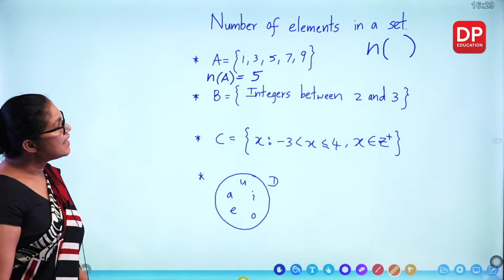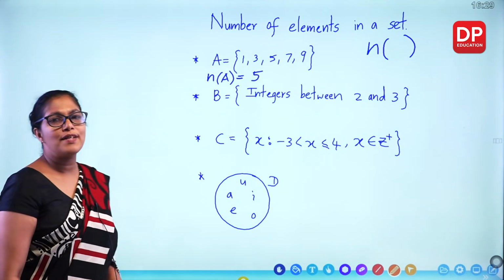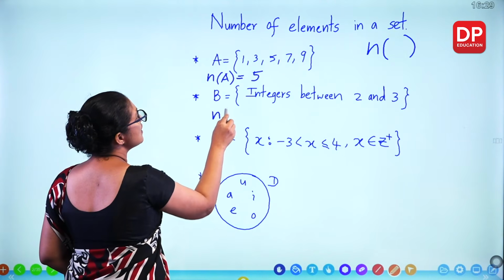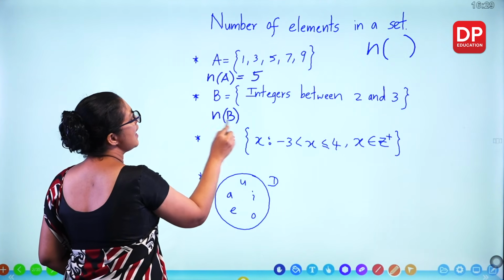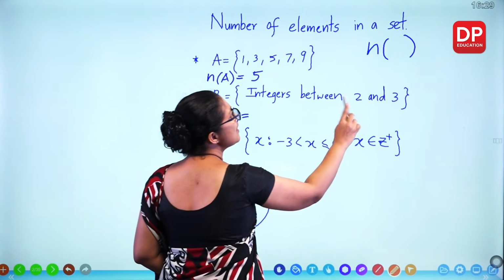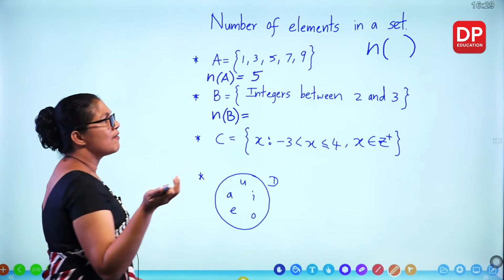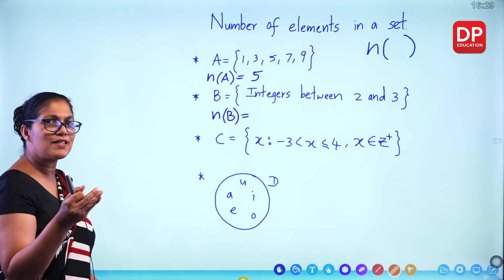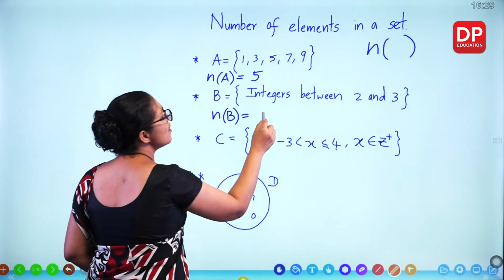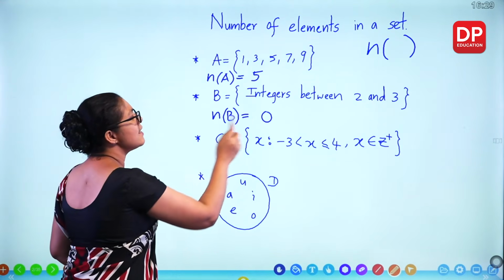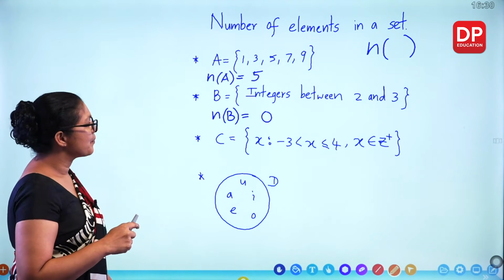Now B, integers between 2 and 3. So the descriptive method is given. How can we find the number of elements in B, which is equal to integers between 2 and 3? What are the integers? You don't get integers in between 2 and 3. So, no elements in B. So, this is a null set.